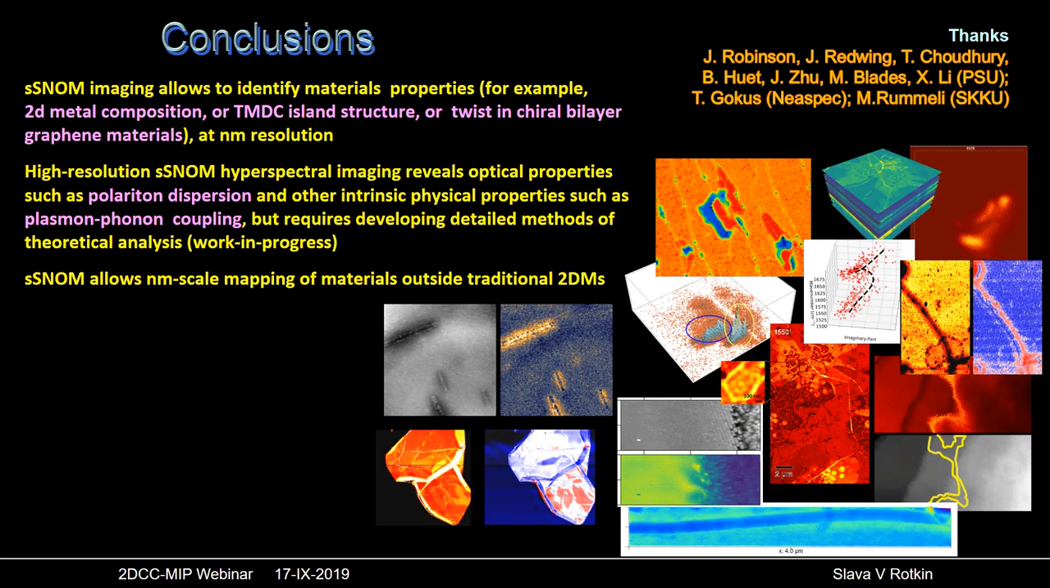But of course, the capability to get quantitative information requires developing detailed methods of theoretical analysis. The sSNOM allows mapping of 2D materials and materials outside of the traditional 2D materials. What is shown here are examples of graphene nanoribbons, plasmonic cadmium oxide materials, photonic crystals, colloidal crystals, viruses on the surface, and even protein microtubules.